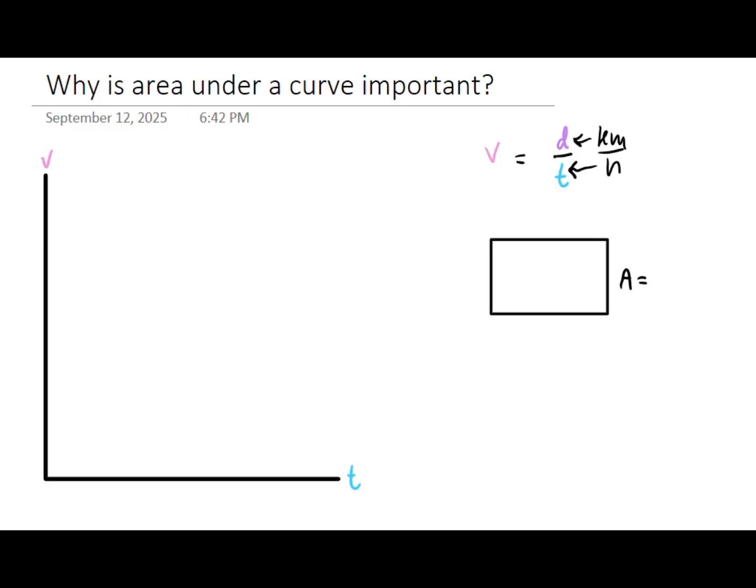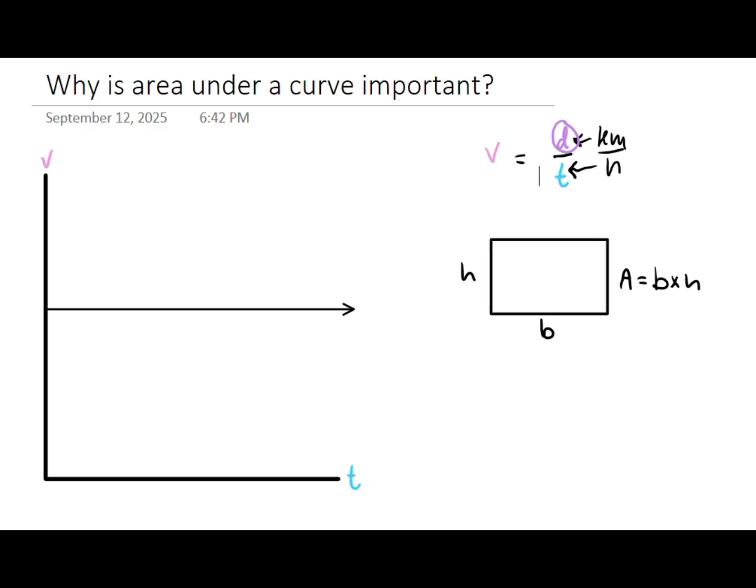Another formula we'll need is the area of a rectangle, which is equal to the base times the height. Now let's examine someone going at a constant speed over a certain duration. If we wanted to find the distance that they traveled over this duration, we would have to quickly rearrange the formula. So let's examine that more closely.